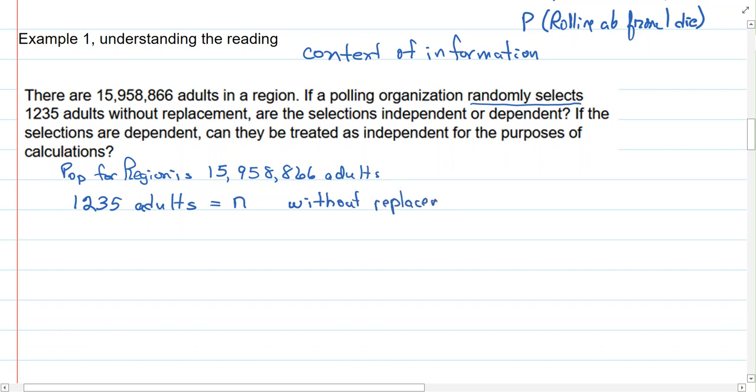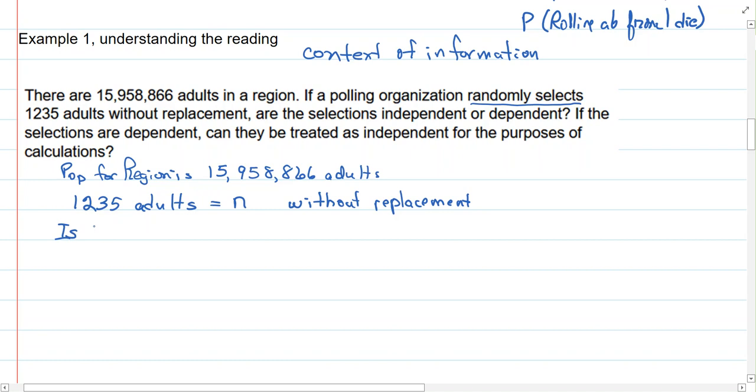It looks like I'm writing the whole thing down again, but what I'm doing is cataloging. Are selections independent or dependent? All right. Well, they are dependent, and that's the problem, because without replacement means that not every element gets to be chosen independently of the other. If you pull one out, then you've affected the remaining quantity.